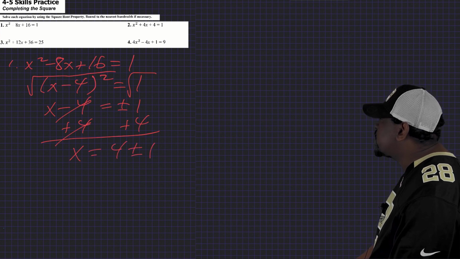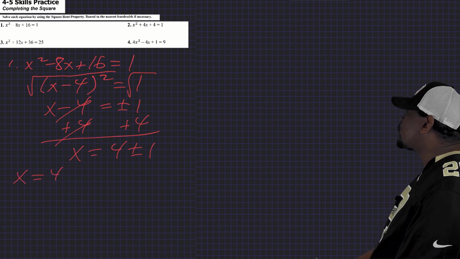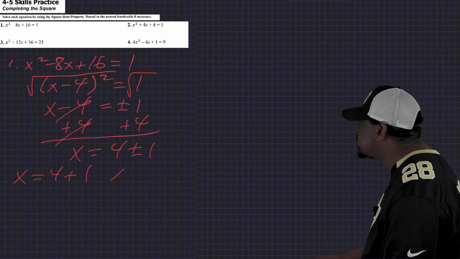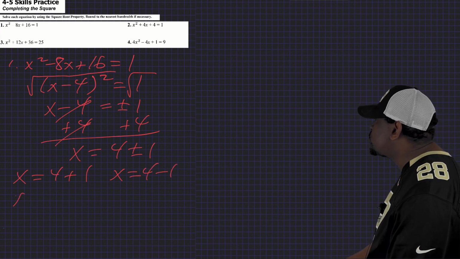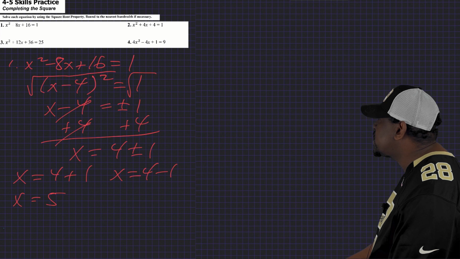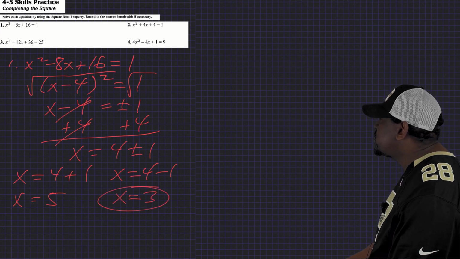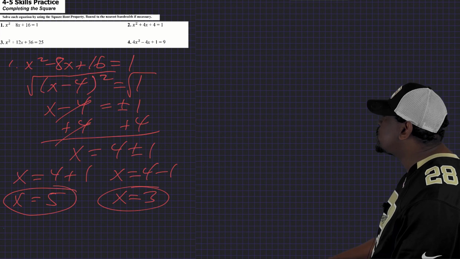We have to get rid of negative 4 by adding 4 to both sides. x is equal to 4 plus or minus 1, so that means x is equal to 4 plus 1, and x is equal to 4 minus 1. That will give us two values of x, which are 5 and x equals 3. And so we have solved the first problem by using the square root property. So we'll do now number 4.